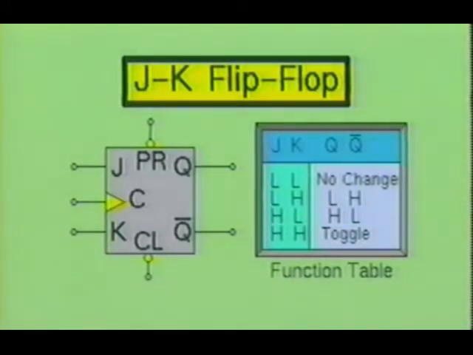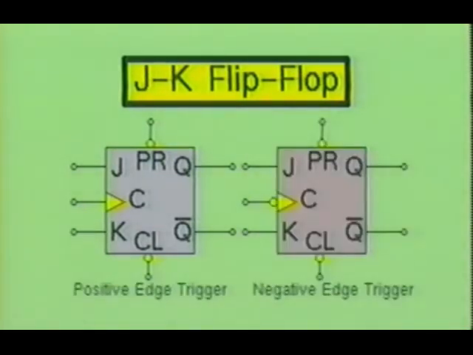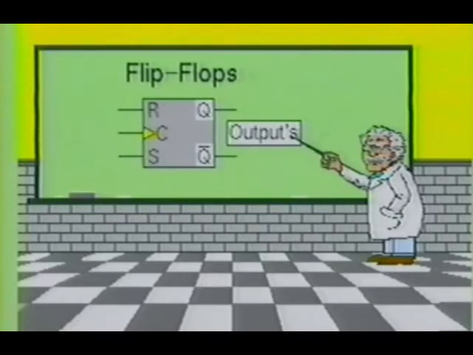JK flip-flops may be found in digital circuits used for control, as registers, or as a toggle function. JK flip-flops are also available in edge-triggered devices. Notice that the negative edge-triggered JK flip-flop has an inverter at the clock input. The flip-flop is a digital circuit with two outputs which are labeled Q and not Q. The outputs of the flip-flop are usually opposite.